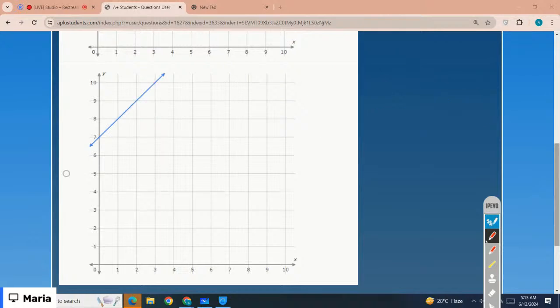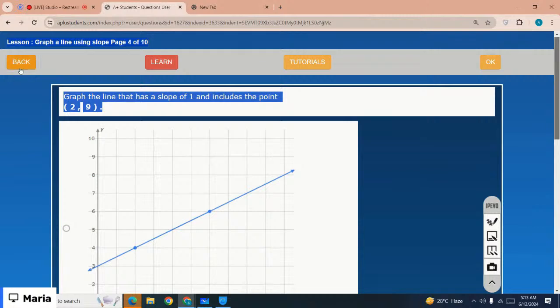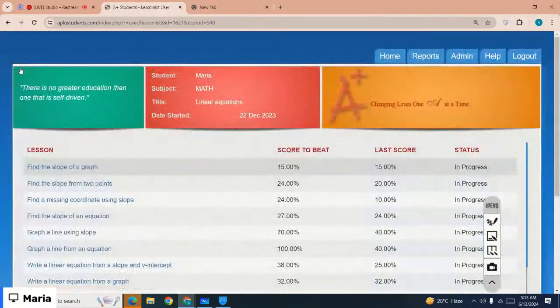Okay, you can complete the lesson by yourself later today. Let me just move on to the next lesson. And the next lesson is graph a line from an equation.